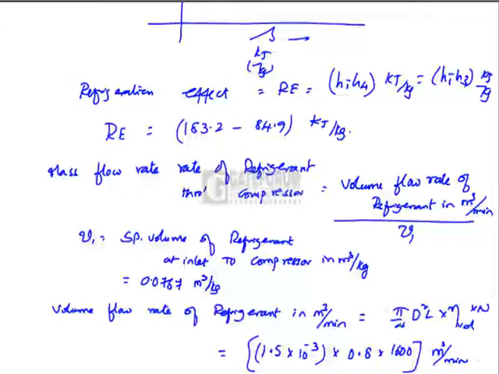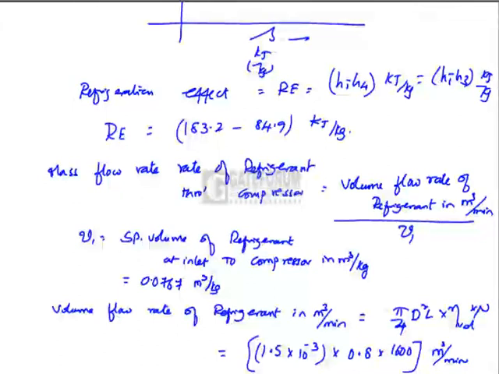Pi by 4 d square L is the stroke volume, out of which the actual volume utilized for sucking the refrigerant is pi by 4 d square L into volumetric efficiency, that is per cycle. Per minute, that should be multiplied with n.